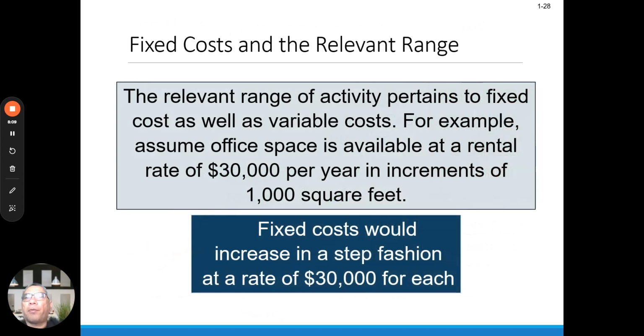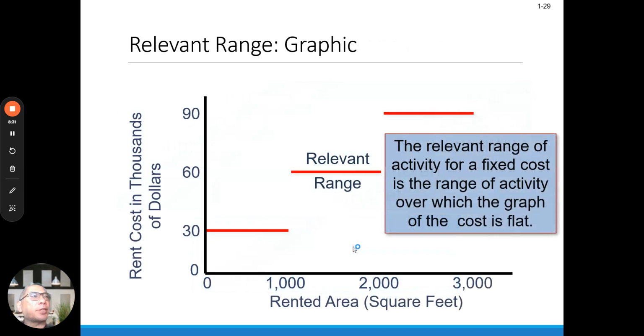Fixed cost and relevant range. The relevant range of an activity pertains to fixed costs as well as variable costs. An example is office space rented at a rate of 30,000 per year, with increments per 1,000 square feet. So the fixed cost would be a flat rate of 30,000. We will look at the relevant range in the next chapter. The relevant range will be between 1,000 and 2,000. This is the relevant range of activity for fixed costs, within which the graph of the cost is flat.